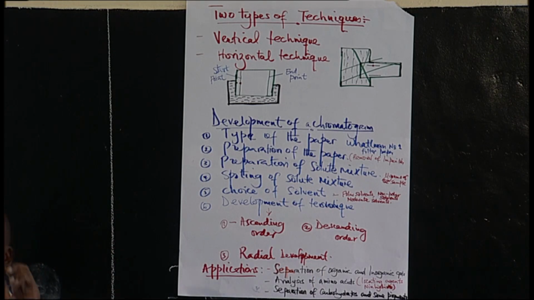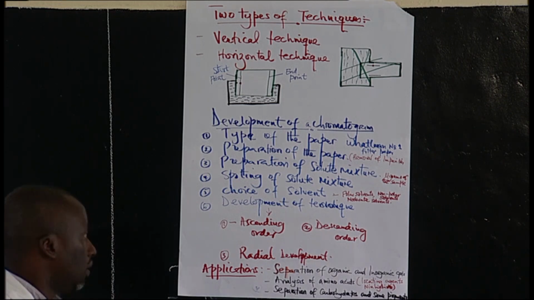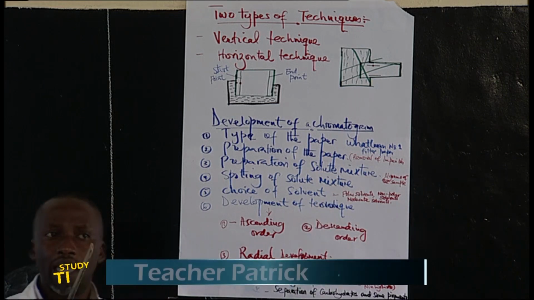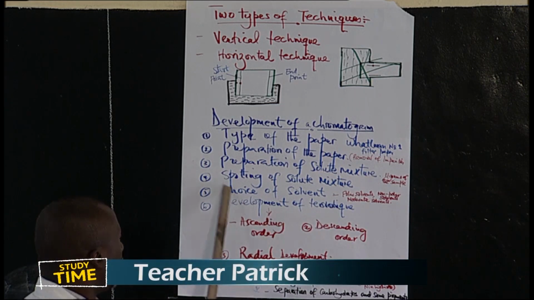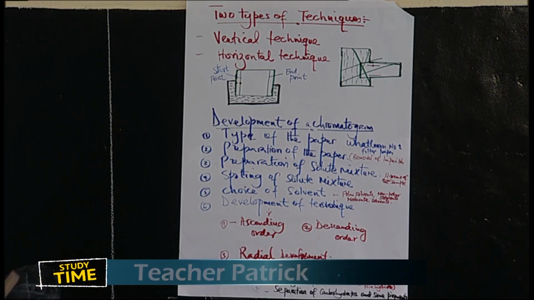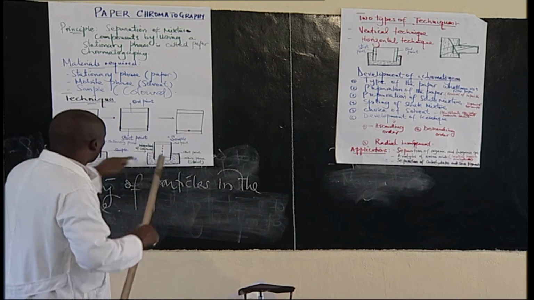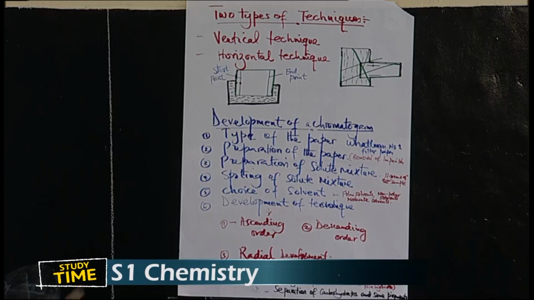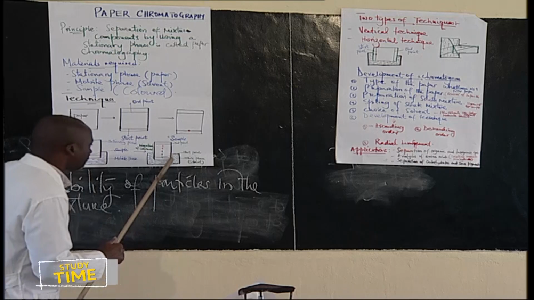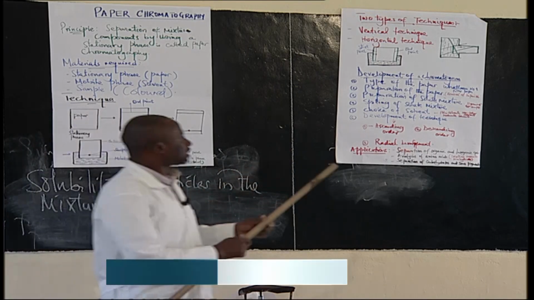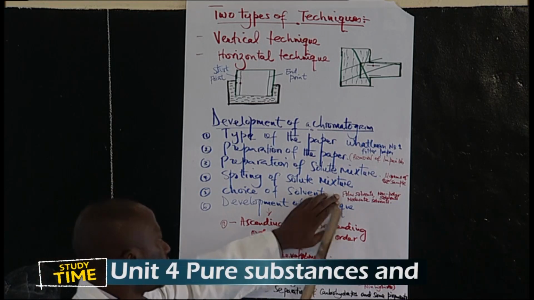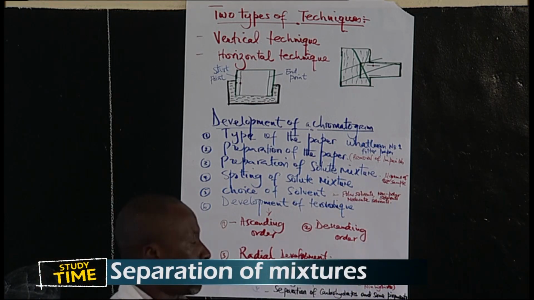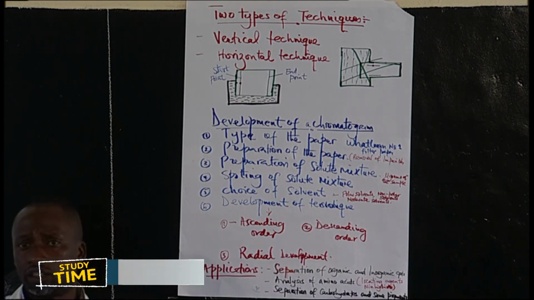Then preparation of the solute mixture. In most cases, the mixture is added in small quantities, micrograms of the sample. Spotting of the solute mixture: this is the spot, that's where you have to put it. The choice of the solvent to use, that is the mobile phase. Which type of solvent? There are many solvents. We have the polar solvents, non-polar solvents, and then the moderate solvents.